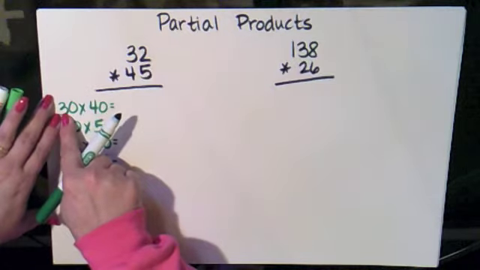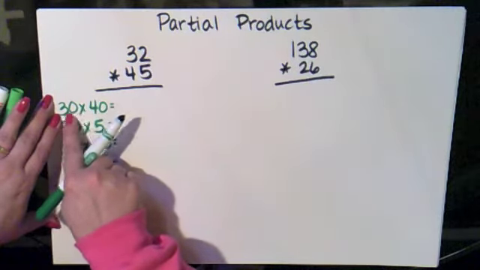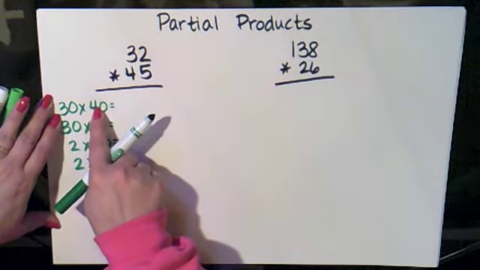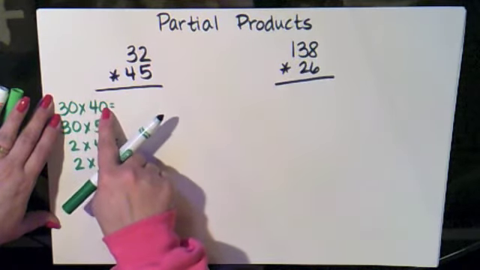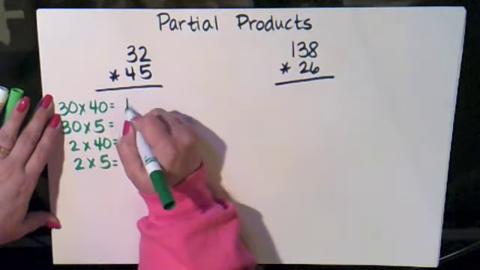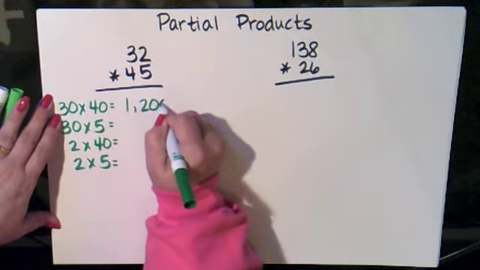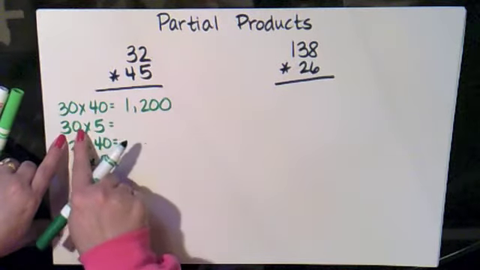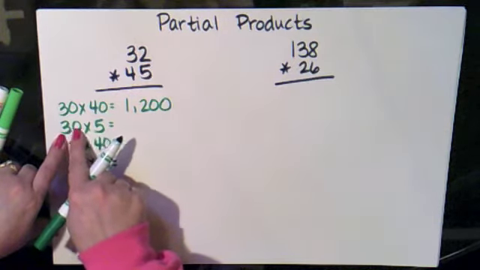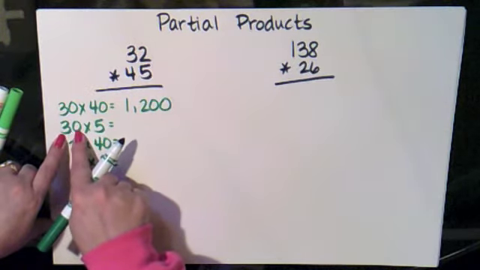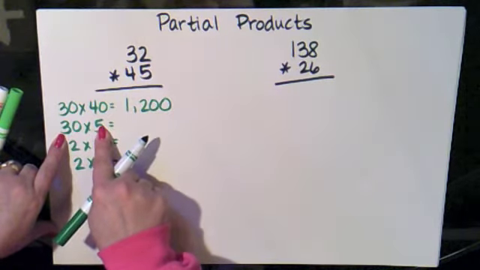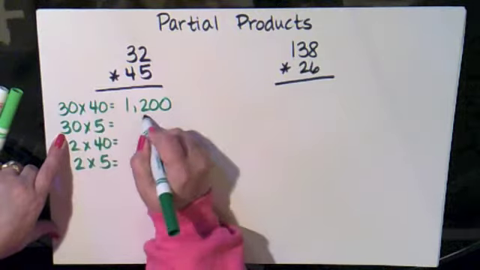So I have 3 tens, or 3 groups of 10, times 4 groups of 10. So 3 times 4 is 12. 10 times 10 is 100. I have 12 groups of 100, or 1,200. Here I have 30 groups of 5. I know that 30 can be broken into 3 groups of 10. I can multiply 3 times 5, and that gives me 15. 15 tens is 150.